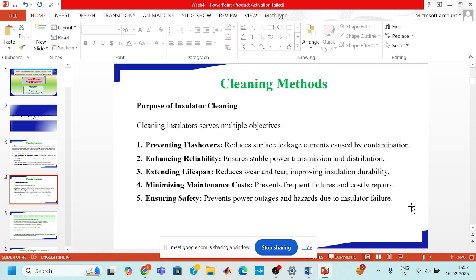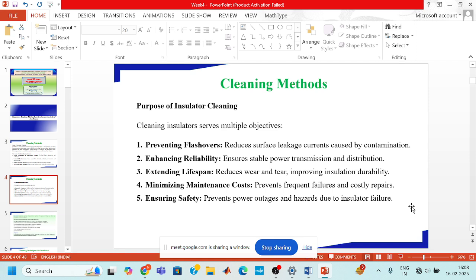Because cleaning insulators has several objectives. First, we want to prevent flashovers. Due to flashovers there will be surface leakage currents, and the insulator becomes conductive. So cleaning reduces the surface leakage currents caused by contamination. Second is enhancing reliability. The cleaning procedure ensures stable power transmission and distribution, and it also reduces wear and tear, improving insulation durability. It minimizes the maintenance cost and prevents frequent failures and costly repairs.